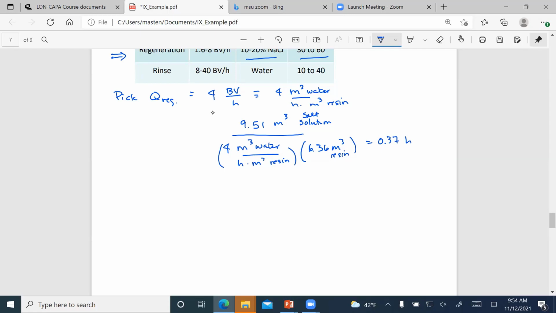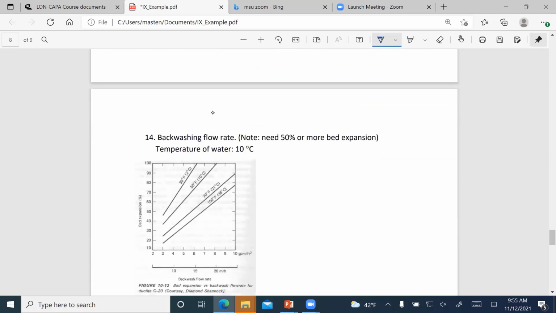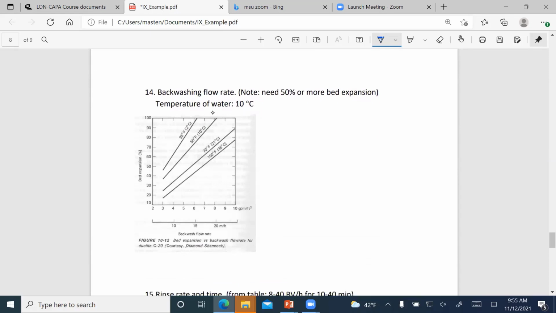So we said it had to be at least 0.5. So this is too low. So what do we do? Reduce the flow rate. If we reduce the flow rate to 3 bed volumes per hour, that gives us a regeneration time equal to 0.5 hours. The backwashing flow rate here, we need this graph. Now we want 50 to 75% backwashing.